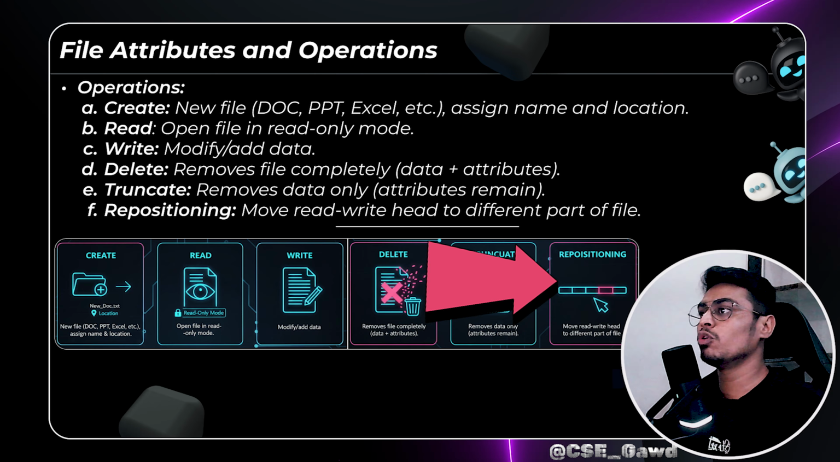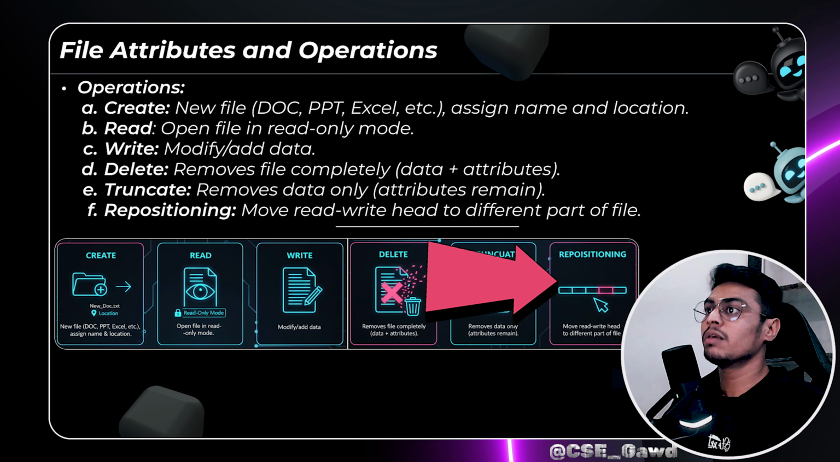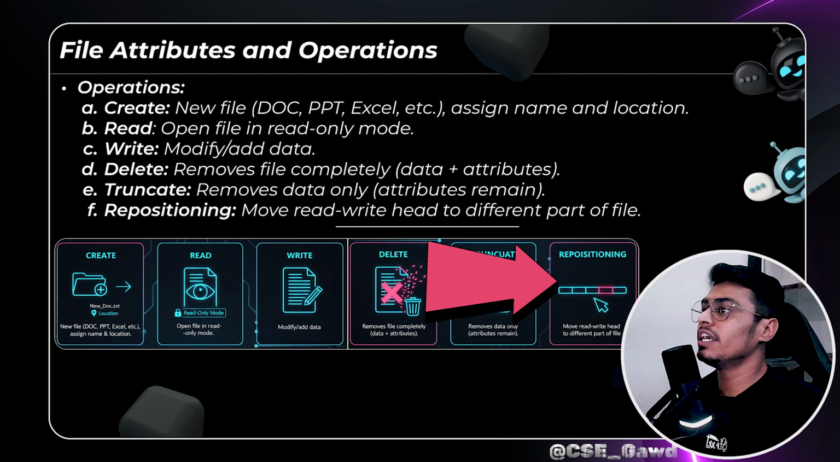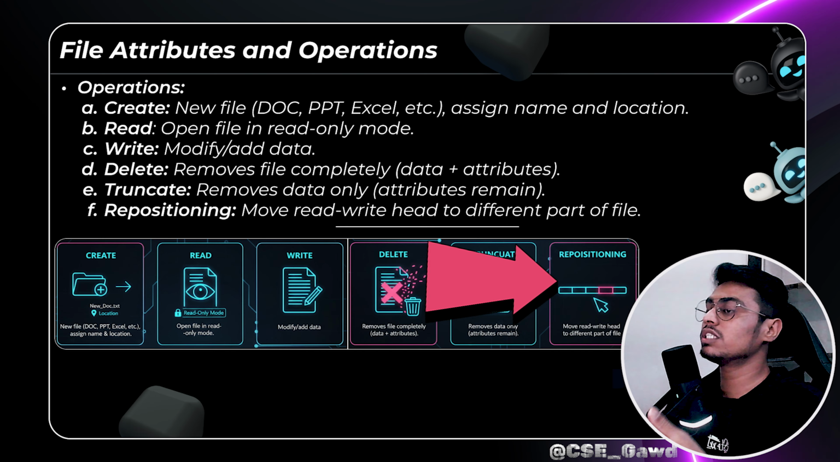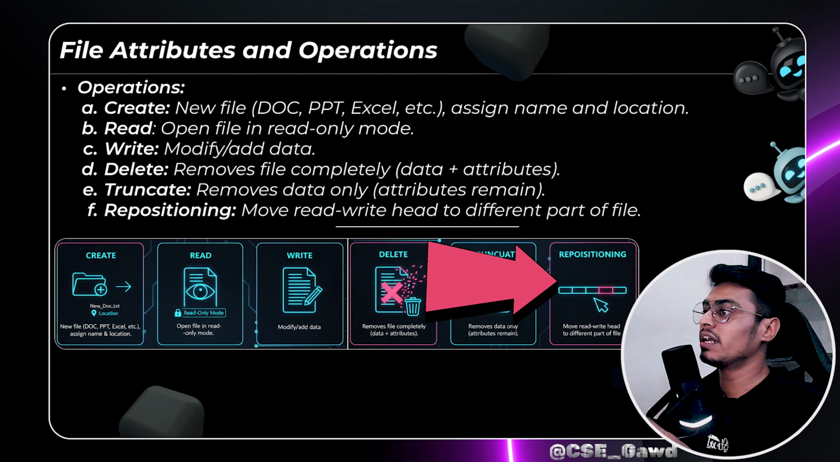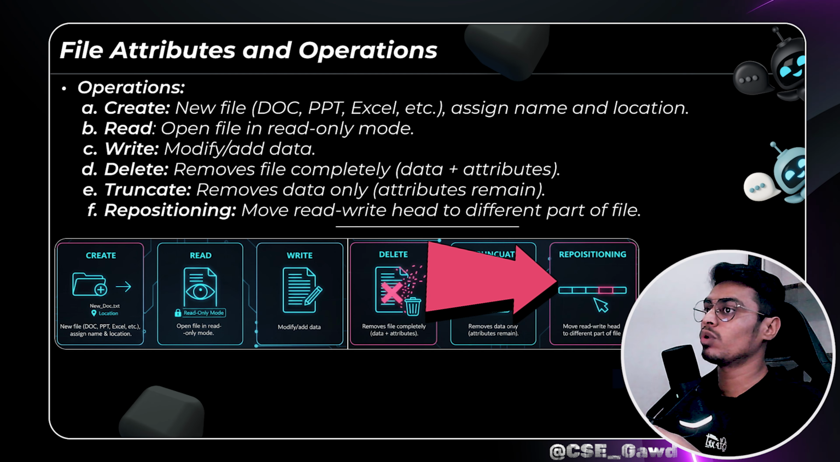Now the other thing is repositioning. What is the meaning of repositioning? Say we have put any content inside the file, A B C D E 1 2 3 4 5, in sequential manner, and by default the read write head is positioned at the first data. Read write head means from where we have to fetch data. Sometimes we want to skip some data, say I want to skip A B C D E. The pointer goes to 1, or you want the pointer to go to the last location. So this is actually repositioning of the read write head.